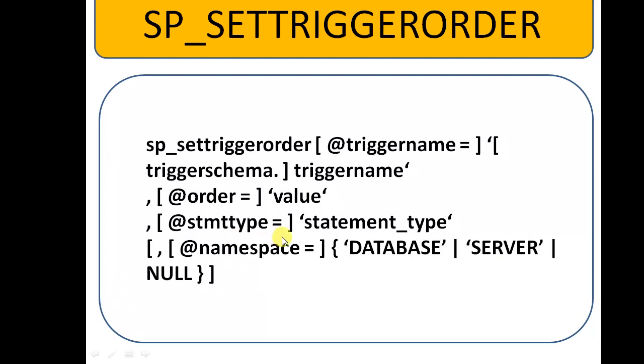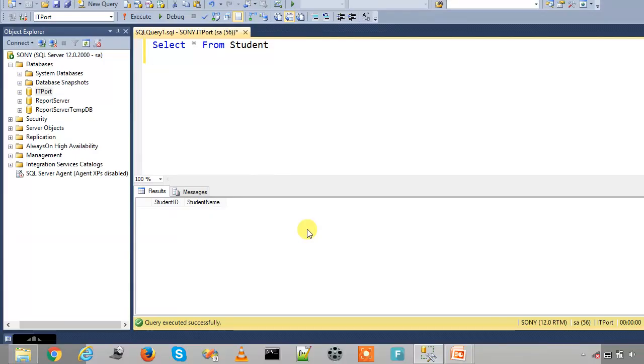Then the statement type, which is the event. What are the events? Insert, update, delete, or create table, DDL events. And the namespace, which is based on database, server, or none. So we can use sp_settriggerorder for DDL and DML triggers, and server scope triggers and logon triggers.